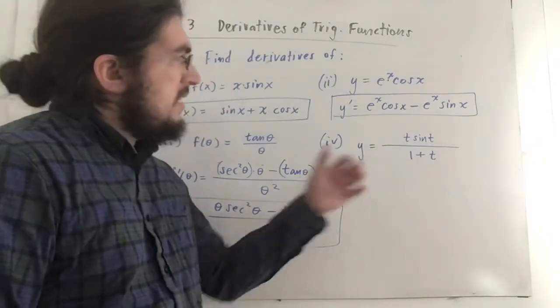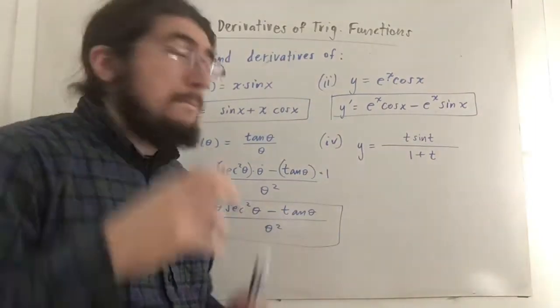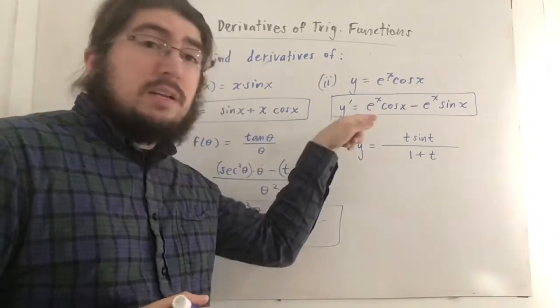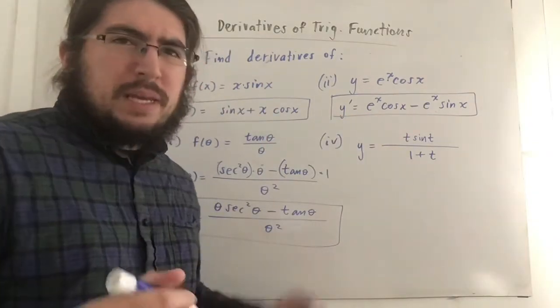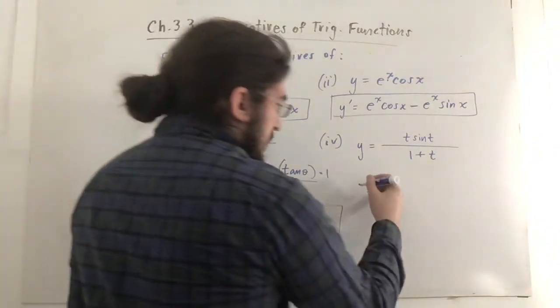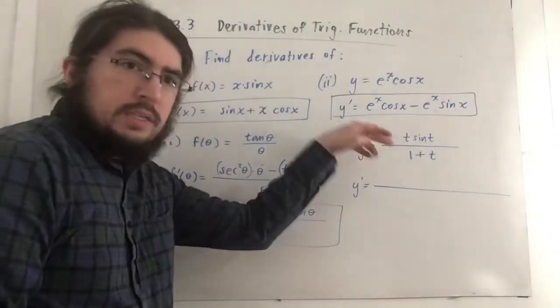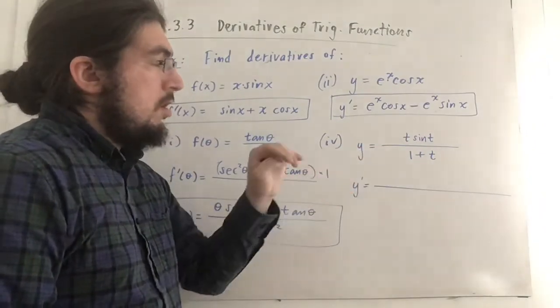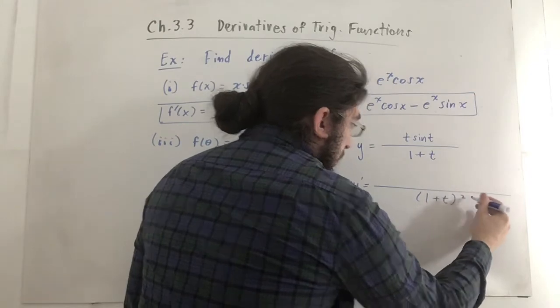Okay, so now for this next one, this is a quotient, so we need the quotient rule. But there's a product on top, so you need to do a product rule within the quotient rule. Let's see if we have space. I believe we do, but let's see if we can figure it out. So it's going to be applying the quotient rule, because it is a quotient. We're going to do all over the bottom squared, 1 plus t quantity squared.